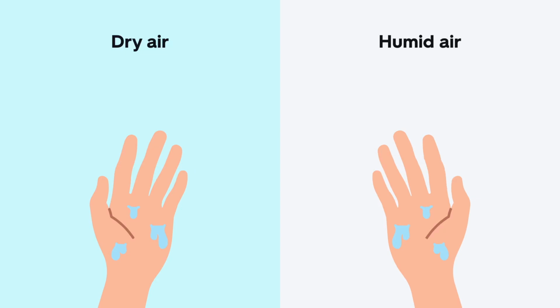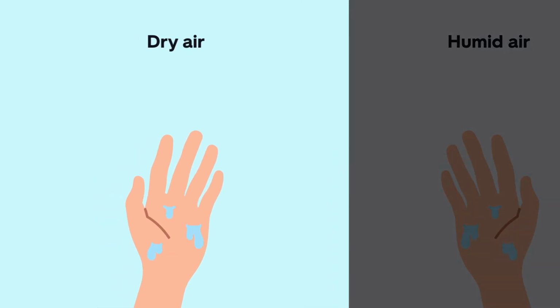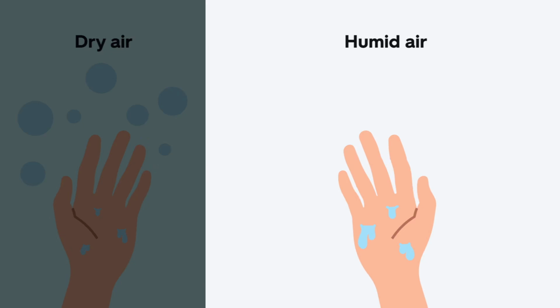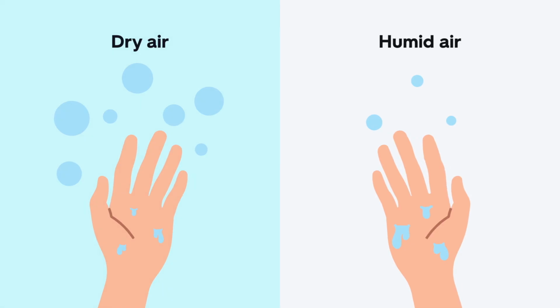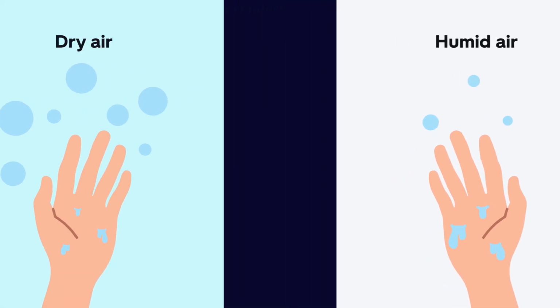Air matters too. In dry air, evaporation happens easily. In humid air, the air is already crowded with water vapor, so evaporation slows down and sweating feels less effective.